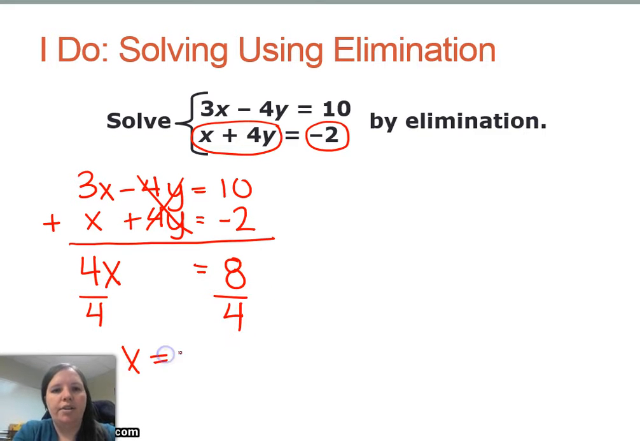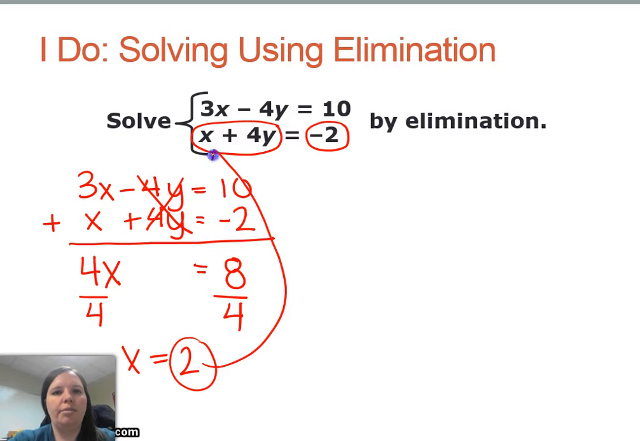I'm going to solve for that variable. So x is equal to 2. Now, to finish off the problem, I now need to solve for y. So what I would do is take that 2, take the new information I have, and plug it back into one of the equations.